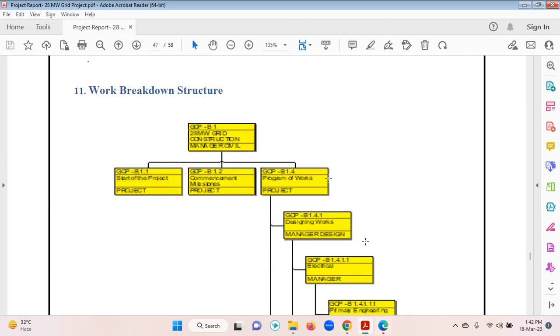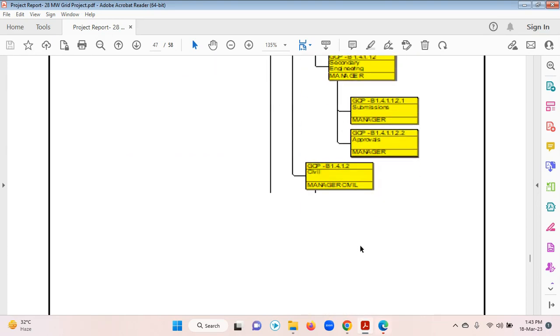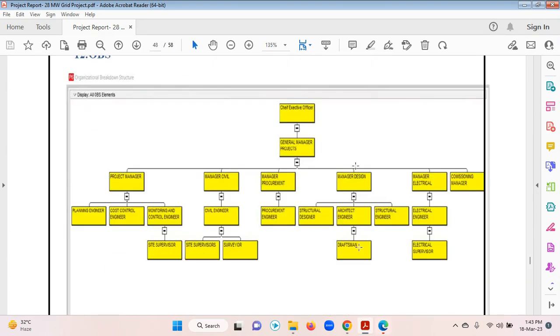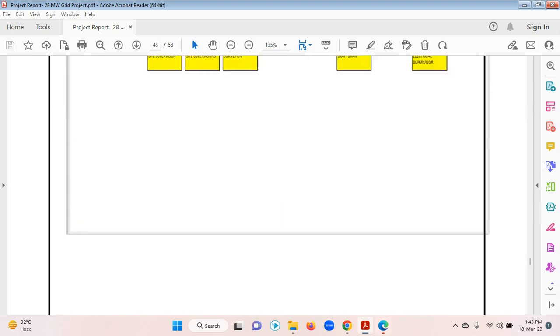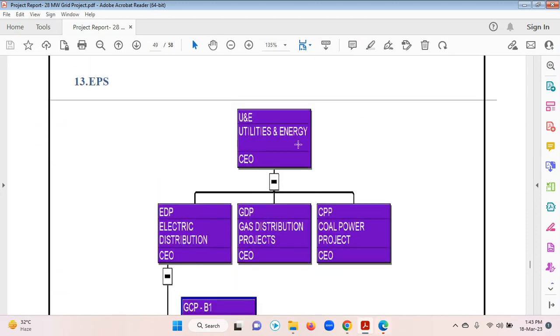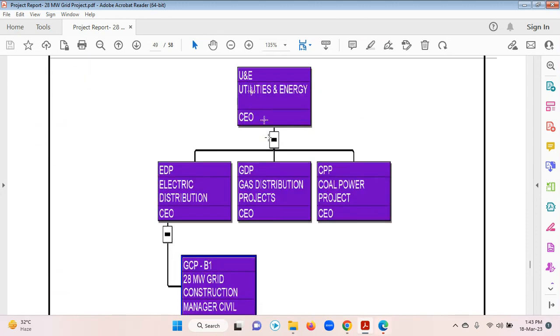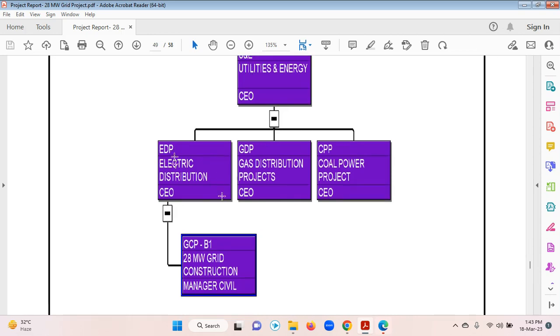So here is the work breakdown structure. The construction of the main grid is further divided into the sub WBSs, which are further divided into WBSs. This is the OBS, which means the responsible managers who will be looking after all the works. This is the EPS structure, the top level node. The EPS node is utilities and energy, and below that is electrical distribution, and further it is divided into grid construction.